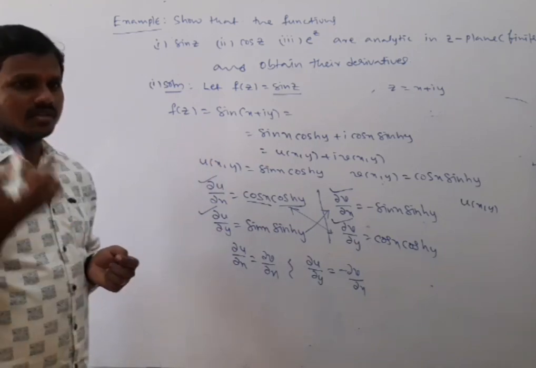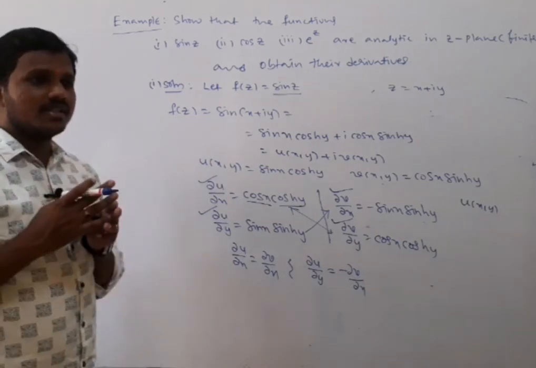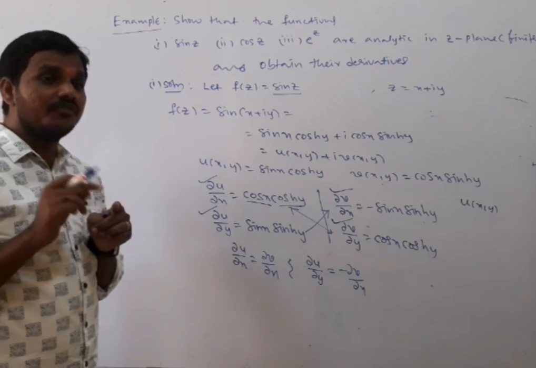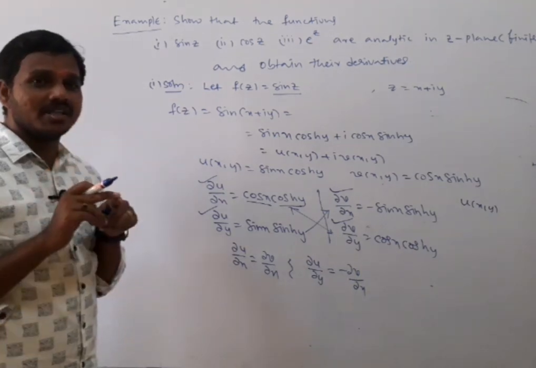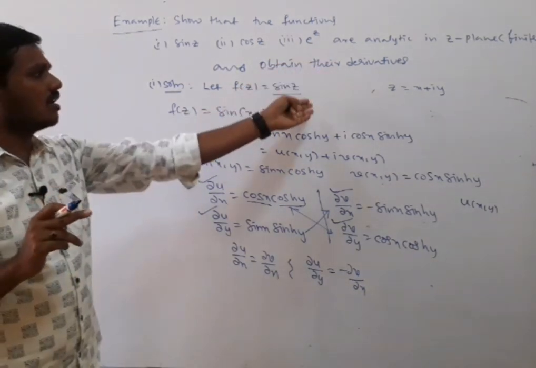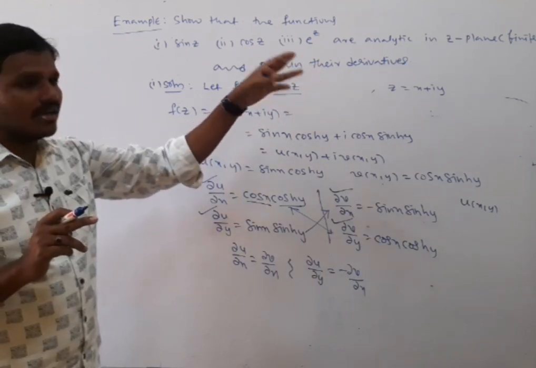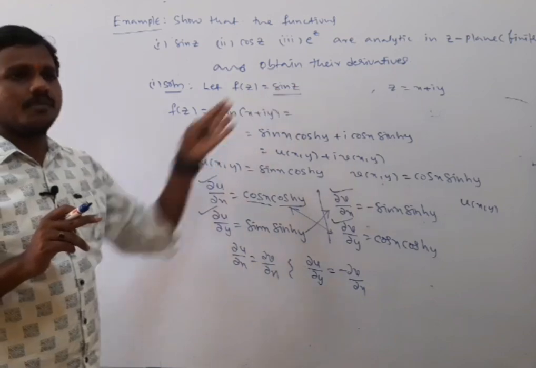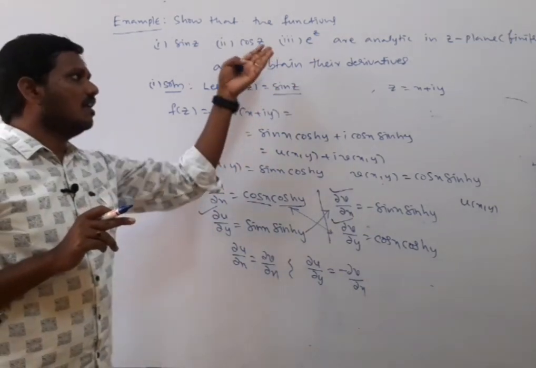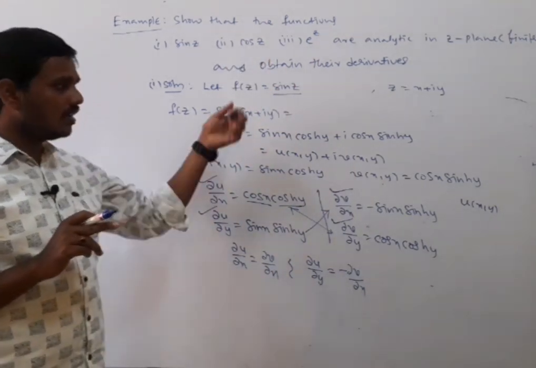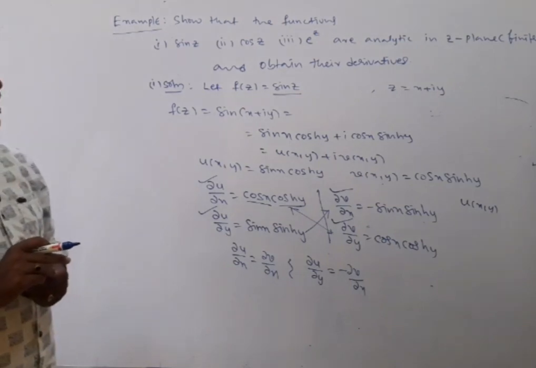Let's recall the definition. A function f of z is said to be an entire function if it is analytic in the finite complex plane. That's why we call sin z analytic in the finite z plane; this is the same as being an entire function. Examples of entire functions are sin z, cos z and e to the power of z.